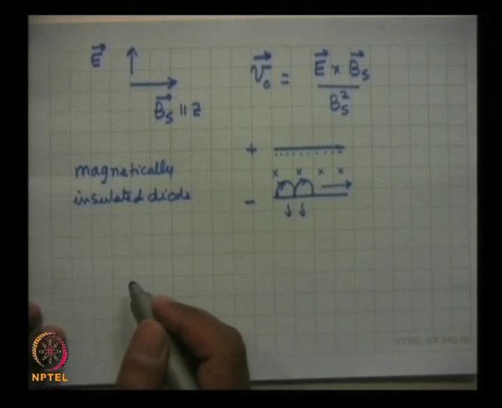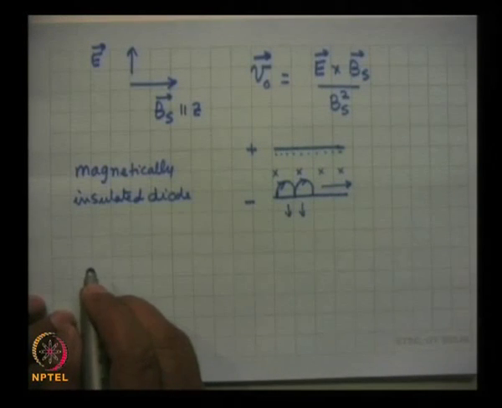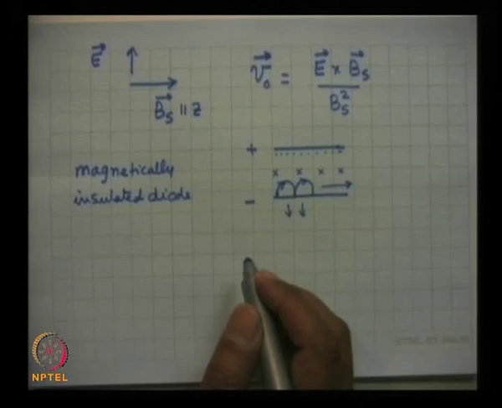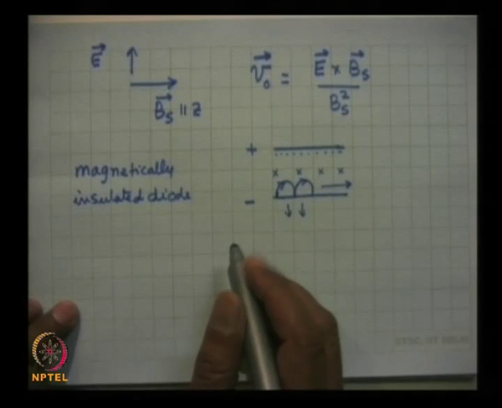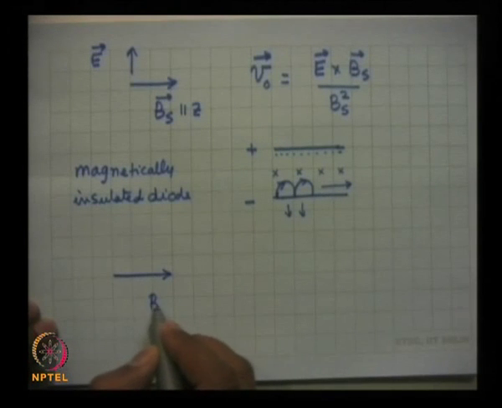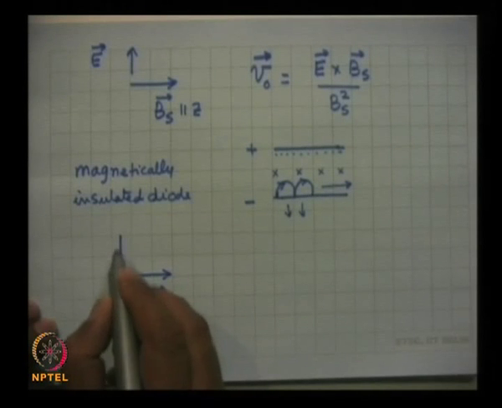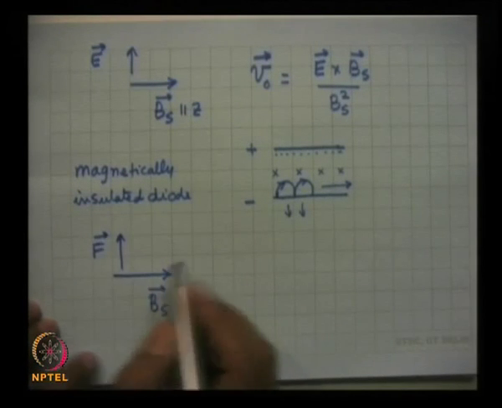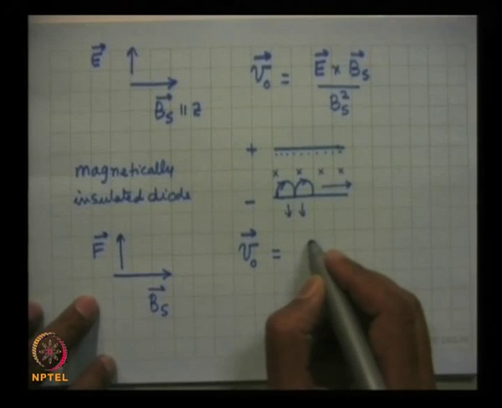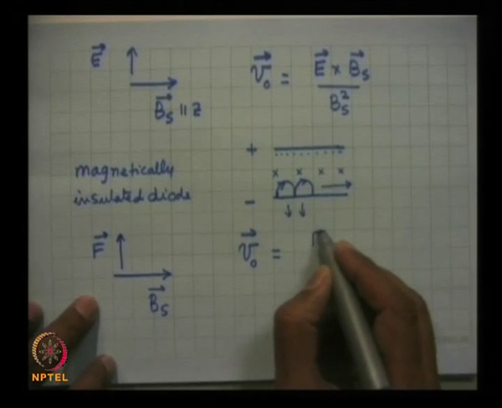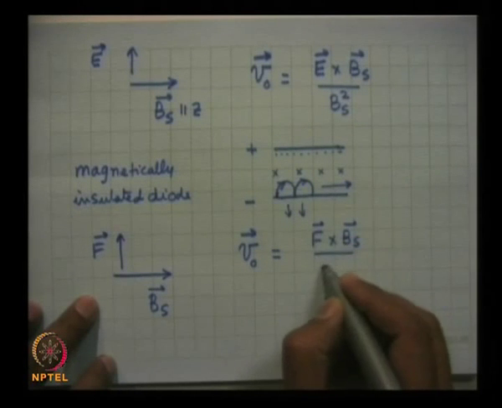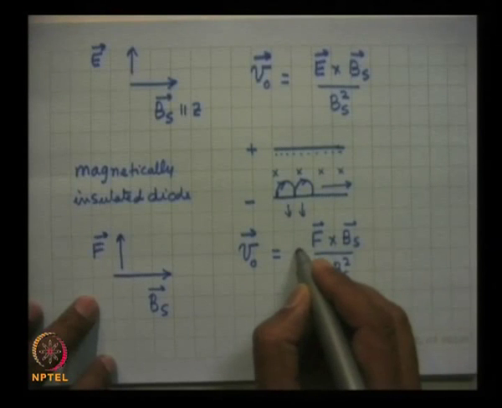In a plasma, you have electrons and ions both. And sometimes you encounter the generation of an electric field in the system by charge separation or something, and sometimes some other forces. We discussed that if the system has a magnetic field Bs, and a force F perpendicular to the magnetic field, then the electrons acquire a drift V0, which is equal to F cross Bs upon e Bs square, with a negative sign. This is the electron drift.